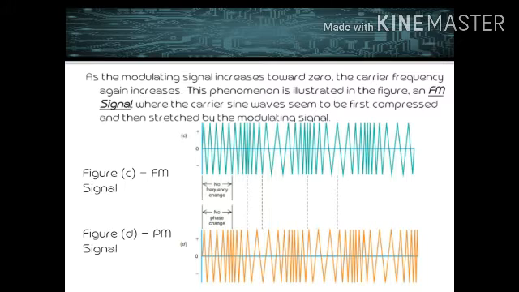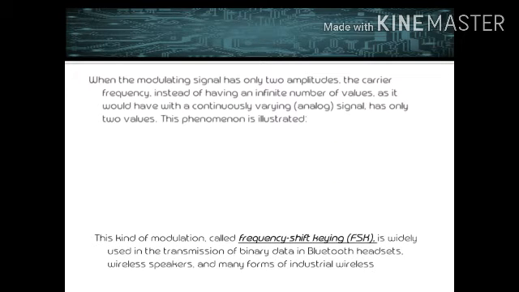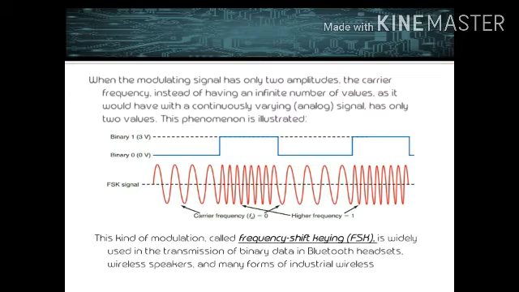Frequency modulation is the encoding of information in a carrier wave by varying the instantaneous frequency of the wave. When the modulating signal has only two amplitudes, the carrier frequency, instead of having an infinite number of values as it would have with a continuously varying analog signal, has only two values. This phenomenon is illustrated. This kind of modulation is called frequency shift keying, or FSK, and is widely used in the transmission of binary data in Bluetooth headsets, wireless speakers, and many forms of industrial wireless.